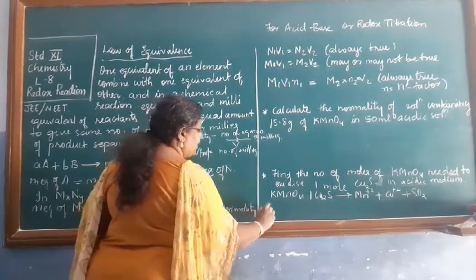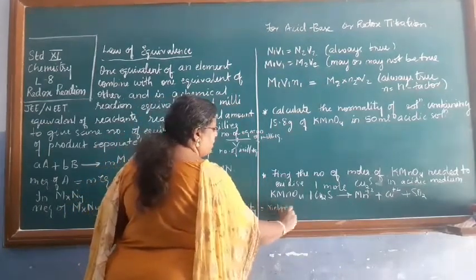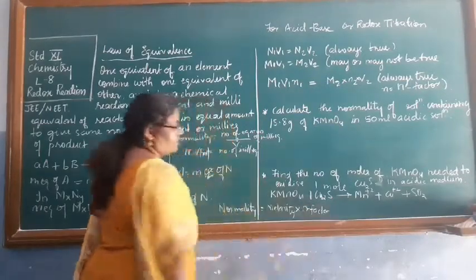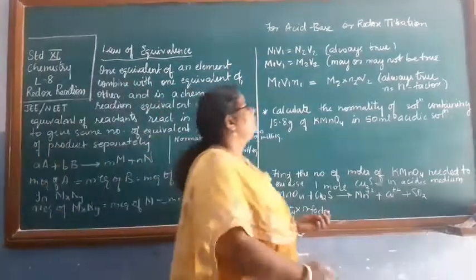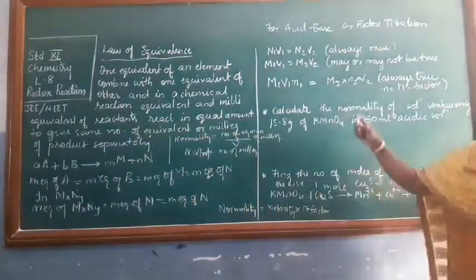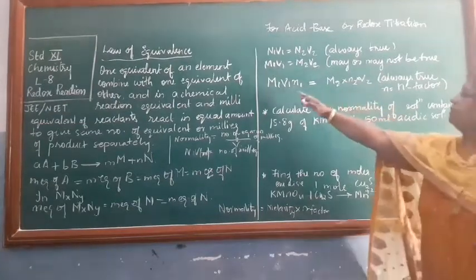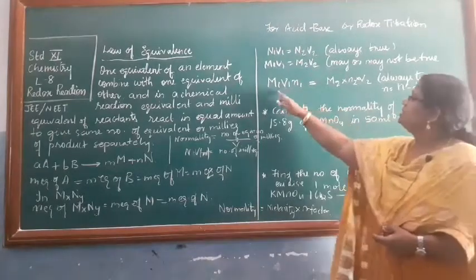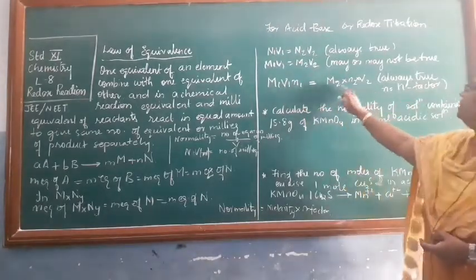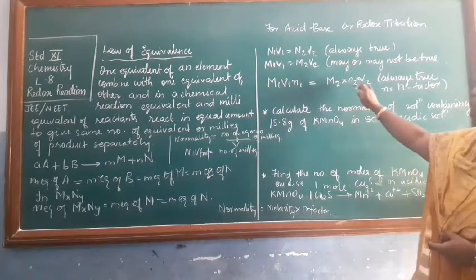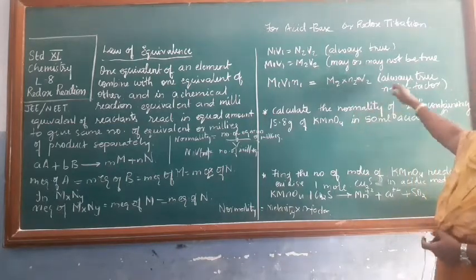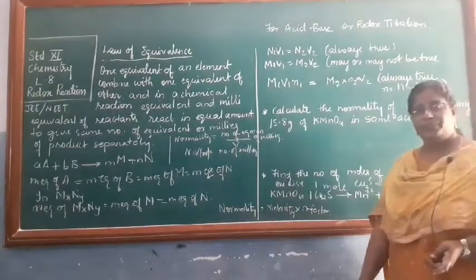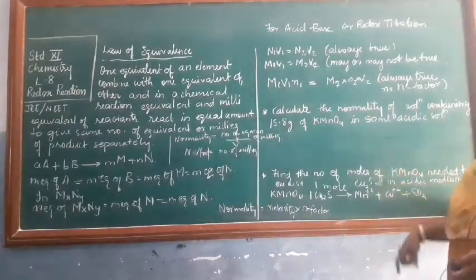Normality is equal to molarity into n factor. Followed all of you? Okay. Now similarly, M1 into N1 will give you N1 only, that is normality. That is N1 V1 will be equal to N2 V2. यहाँ पे M2 into N2 will give you N2 value, normality value, into V2. So it is always true, and n in this case is your n factor. ठीक है? So let us do one question.